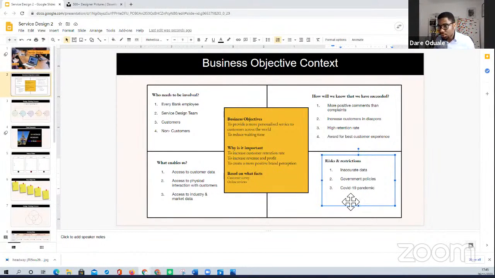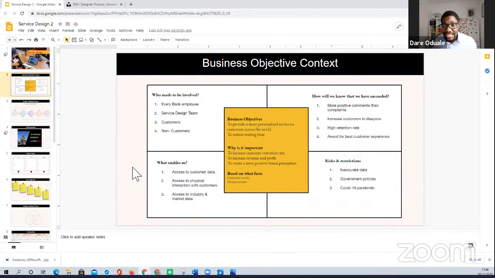Okay, let's go. Because we said that we call that risk and restriction, anything that has already happened cannot be a restriction. So we can call that the COVID-19 pandemic. Now this you've created tells us what we are trying to achieve. You can present this and start your conversation to say, all right, we're about to start our work as the service designers. We've gotten the context of what we're trying to achieve, the objective, why it's important, what we need to involve, and things like that.